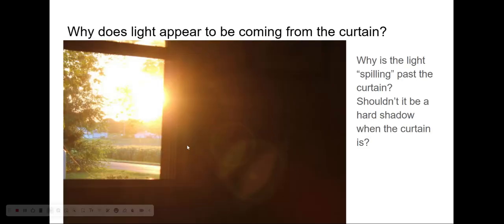So take a look at this, and I'm sure this is something we've all experienced, typically in the morning or the evening. Sun is setting or rising. This is beautiful golden light, and yet notice the curtain here. It looks like that light is spilling past the curtain, which doesn't really make sense. The curtain should be blocking out the light. Why does it look like the light is kind of skipping around it or going past it?